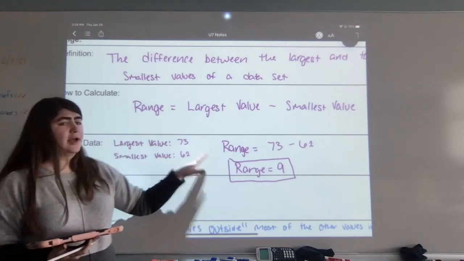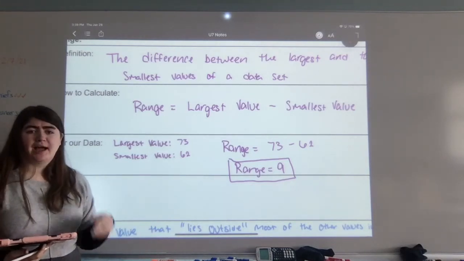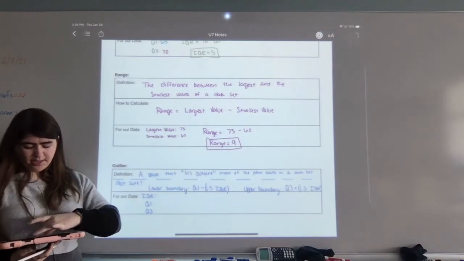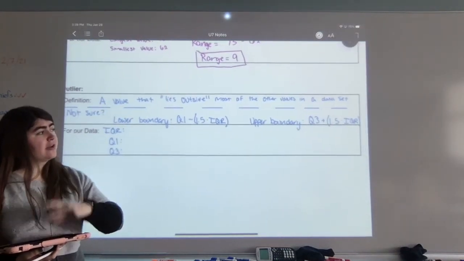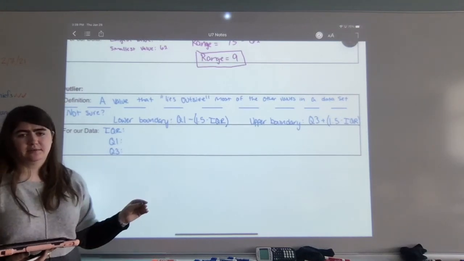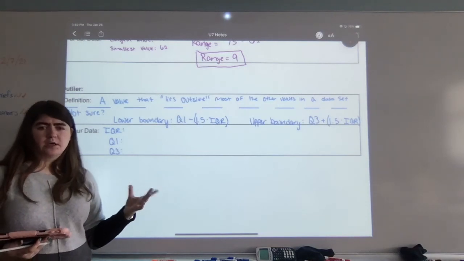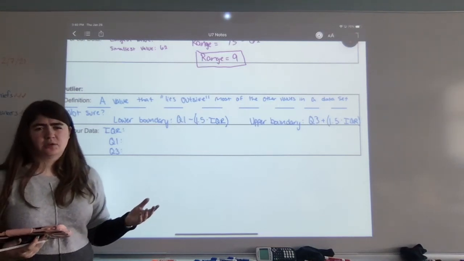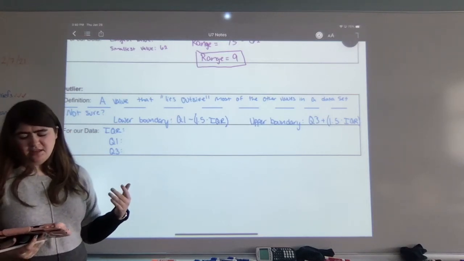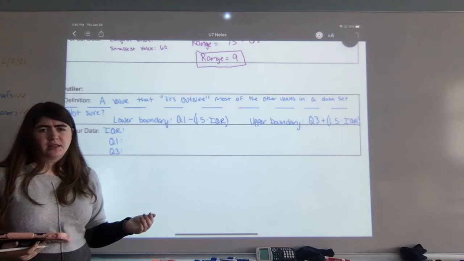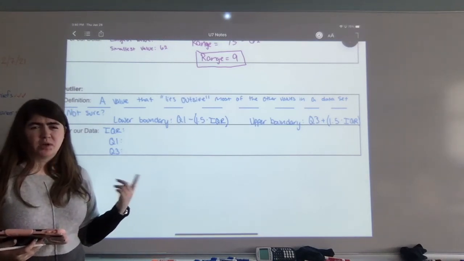The range and the IQR are both helpful when you're trying to figure out if you have any outliers. Outliers are values that lie outside most of the other values in a data set. In other words, sometimes you have one number that doesn't quite look like the rest. So let's say in our data points, which went from 62 to 73, we also had the number 1. Well, that doesn't really fit in with whatever we're calculating because 1 is really far away from those things.